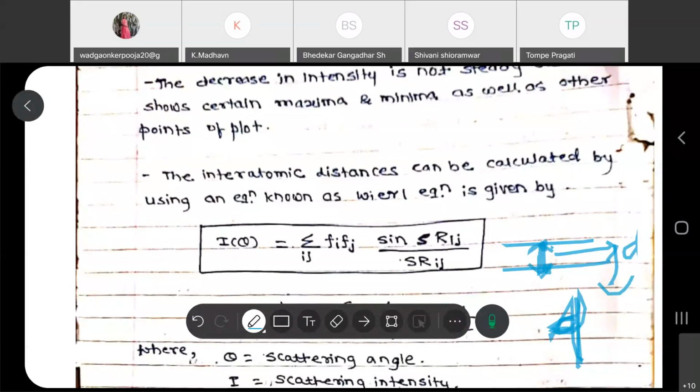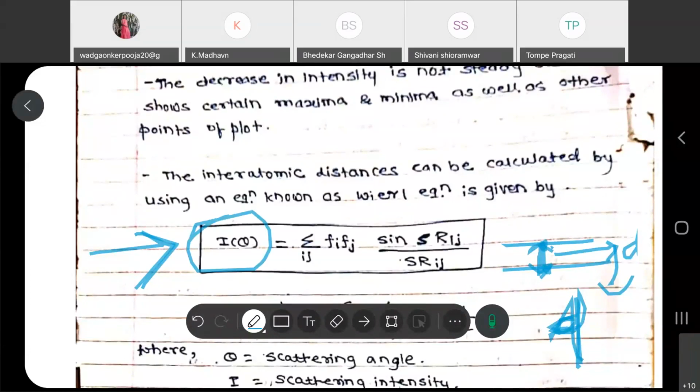Now, that can be given by the Wierl equation. And what is our Wierl equation? You might say, ma'am, you have been talking about the Wierl equation, or the viral equation. So the most awaited equation is in front of you, denoted by an arrow, and that is I of theta. It is not q, it is theta, where theta is the scattering angle and I is the scattering intensity.